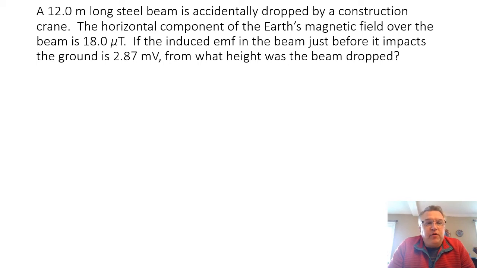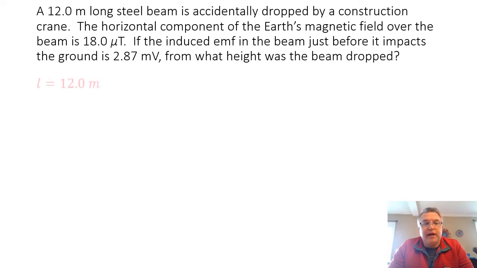We have a 12.0 meter long steel beam that is accidentally dropped by a construction crane. Oops. The horizontal component of the Earth's magnetic field over the beam is 18.0 microteslas. If the induced EMF in the beam just before it impacts the ground is 2.87 millivolts, from what height was the beam dropped?